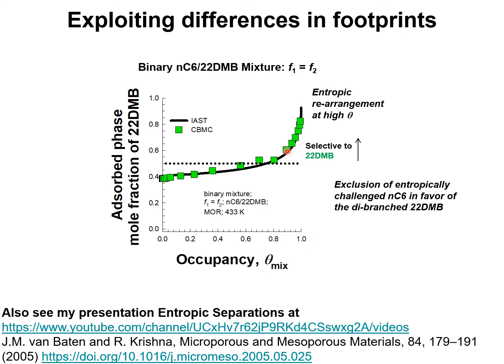The continuous solid line is the IAST calculations using the unary isotherm data. So the entropic exclusion of the linear isomer is quantitatively predicted by the ideal adsorbed solution theory. It's important to note how important the entropic exclusion principle is, because at pore saturation we have almost total exclusion of the linear isomer.